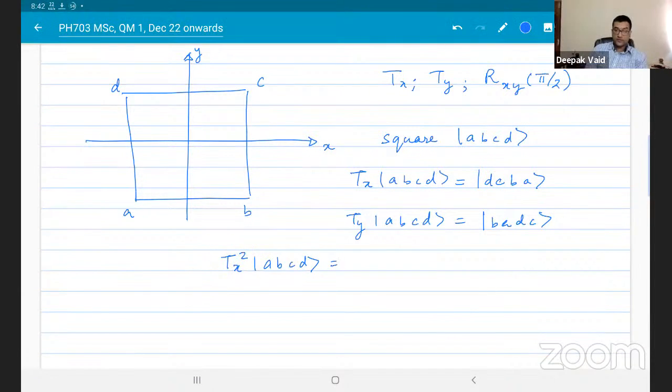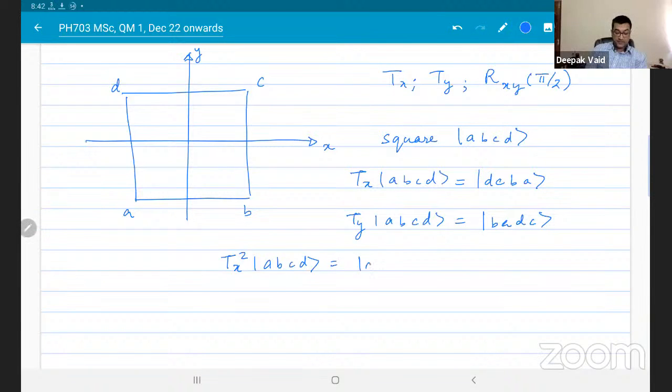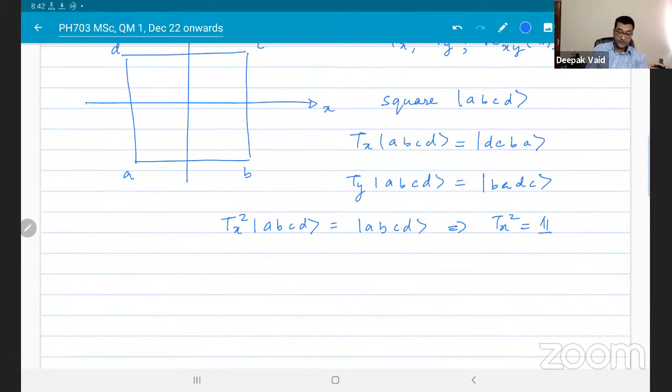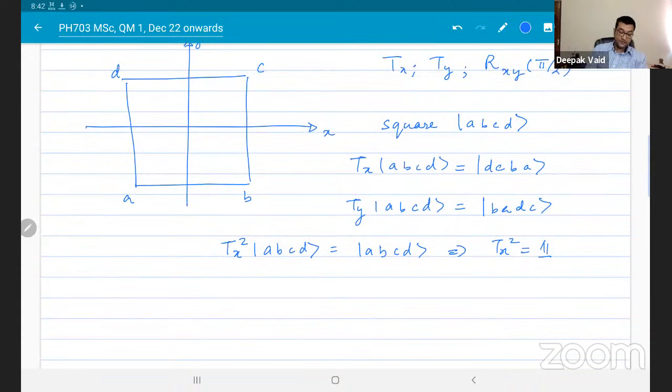So if I take the square of this operator Tx, what do I get? If I take ABCD, you get the same, right? You get A, B, C, D. So that means if I take Tx squared, I get the identity. And the same thing for Ty squared is also the identity, right?